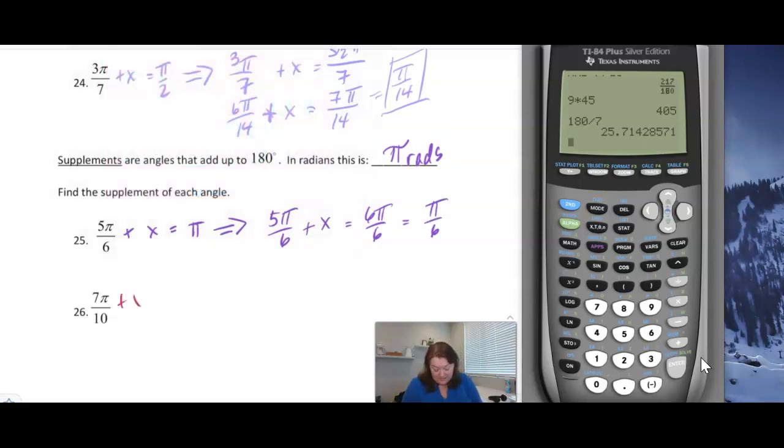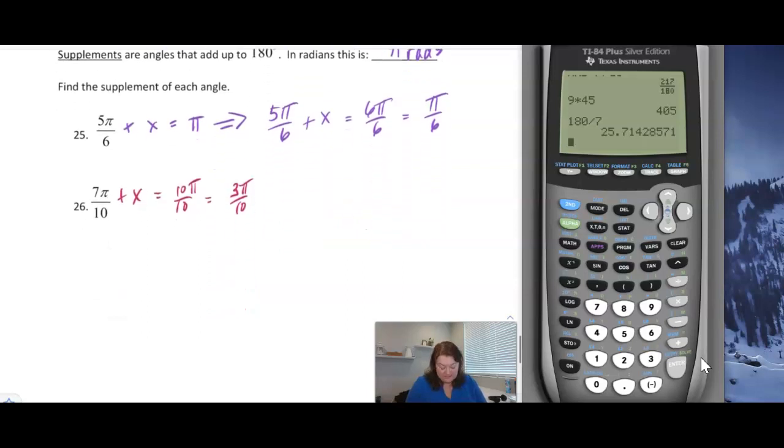If I'm trying to figure out what do I have to add to this to just get to 5 pi over, whoa, hello, we're doing pi's. We're doing supplements. So 10 pi over 10, then I would just have to add 3. Done deal. All right, so supplements always add up to 180, or if you're in radians, it's pi radians.